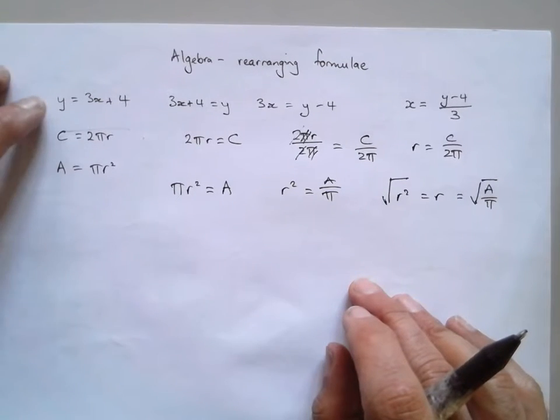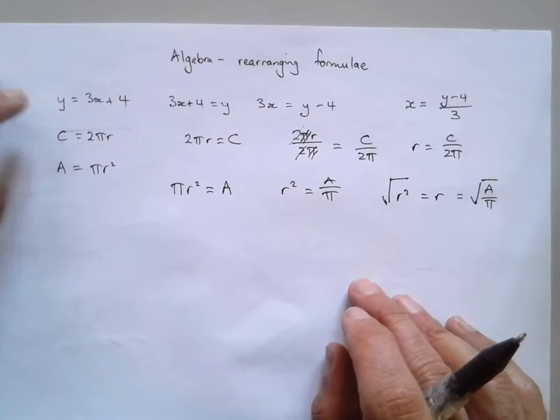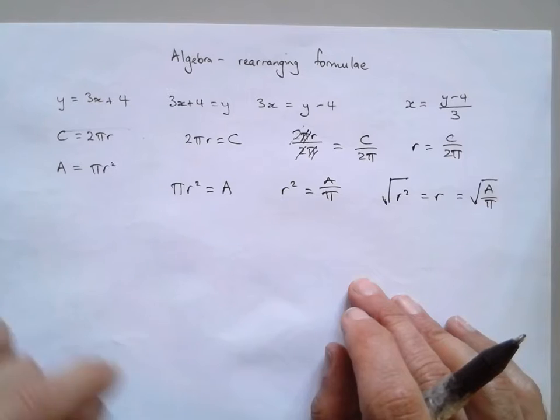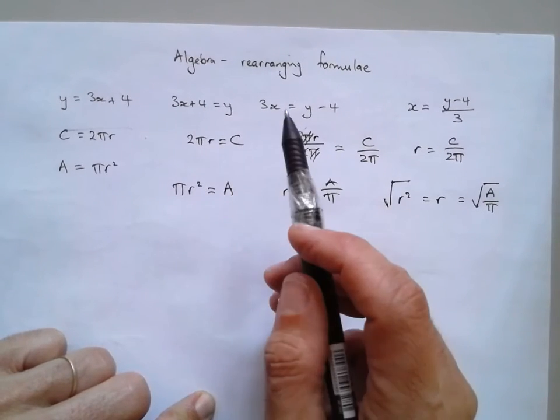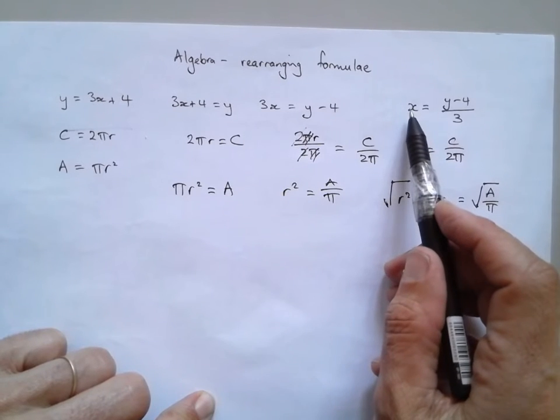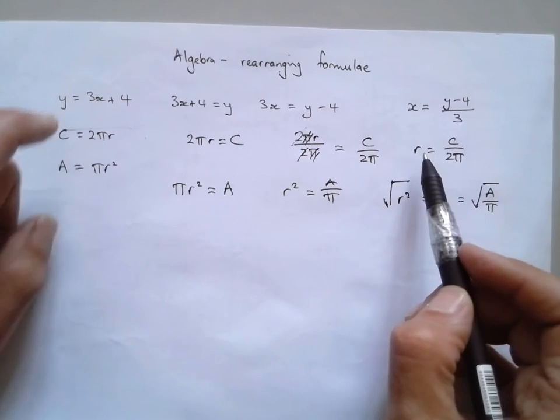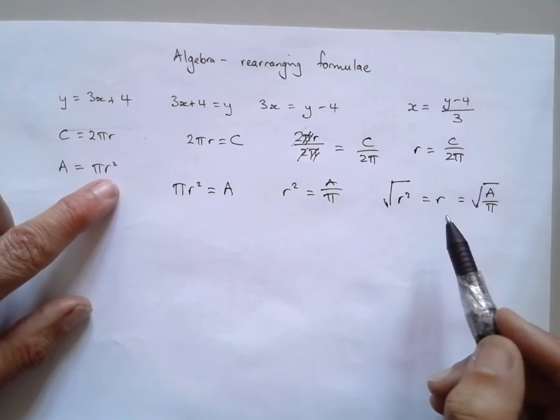So just like solving a linear equation, if that was 7 for instance for y, I'd do my rearranging. All I'm doing is rearranging the formula to make a specific thing the subject. x in this case, r in this case, and r again in this case.